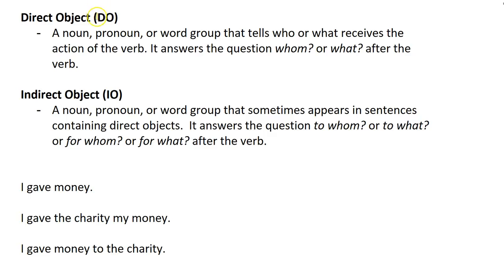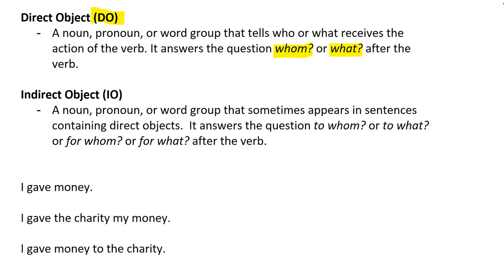Direct object, oftentimes called the DO, is a noun, a pronoun, or a word group that tells who or what receives the action of the verb. It answers the question whom or what after the verb.